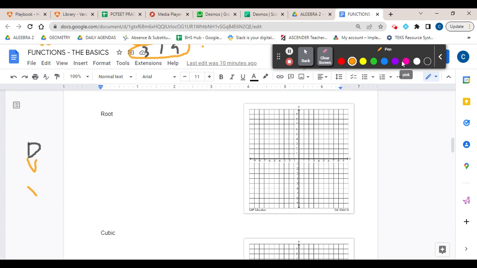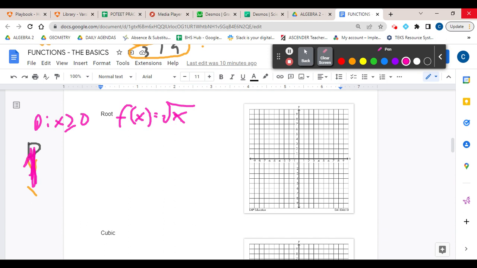All right, looking at the root. So f of x is equal to the square root of x. Now again, remember, thinking about the domain here. In our graph, the domain was x is greater than or equal to 0. Because if I made a table of values here with x and f of x, if I put in a negative number for x, I wouldn't be able to get a y.